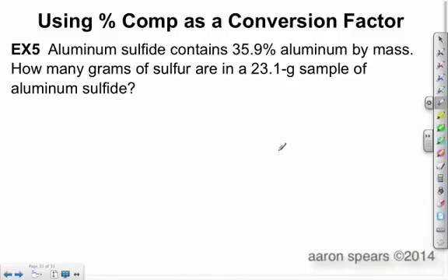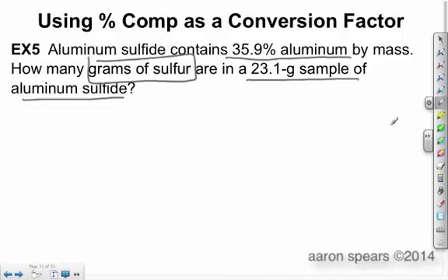In our next example, we are told aluminum sulfide contains 35.9% aluminum by mass. How many grams of sulfur are in a 23.1 gram sample of aluminum sulfide? So the information given in this problem is we're told that aluminum sulfide contains 35.9% of aluminum by mass. We are also told that the sample of aluminum sulfide has a mass of 23.1 grams. Using this information, we are asked to find grams of sulfur.